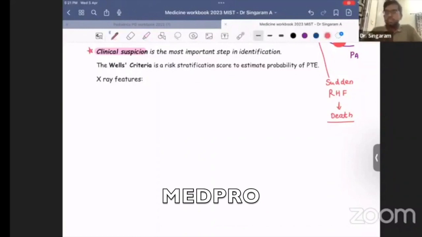And for your exam purpose, just like a one-liner, you remember there's something called Wells' criteria, which is a scoring system to estimate the probability of pulmonary embolism. I don't think Wells' criteria is asked at the screening exam level, so you just make a note of this name alone and leave it there. That's all.